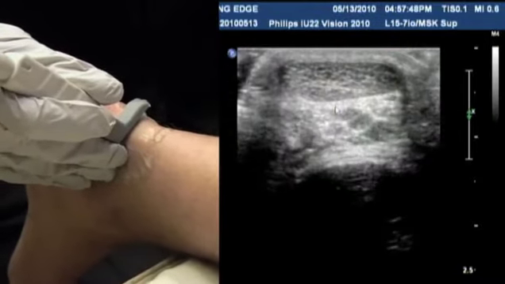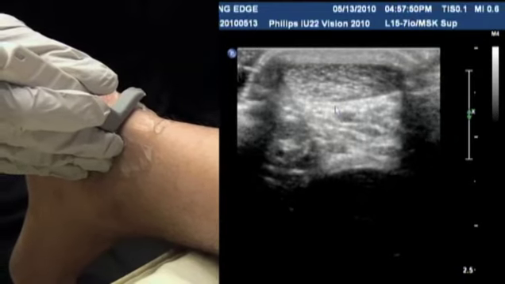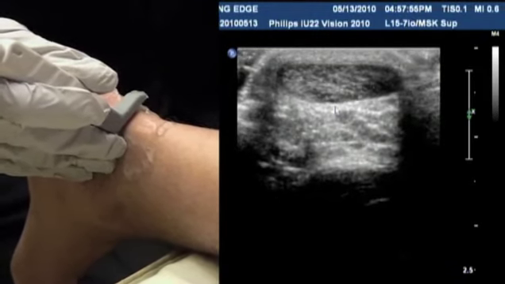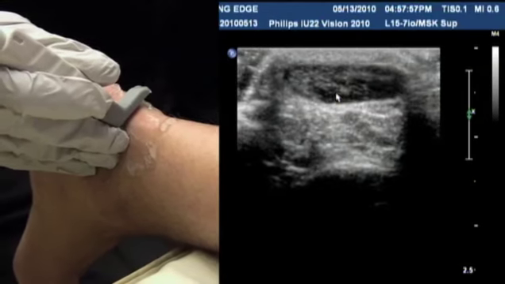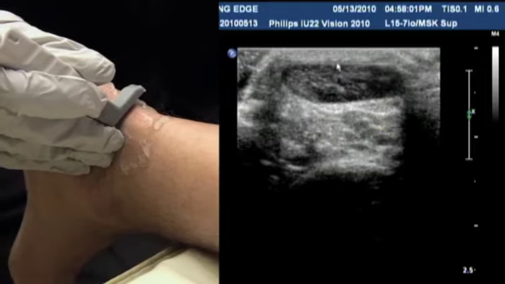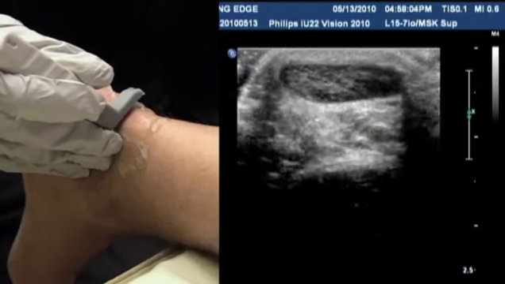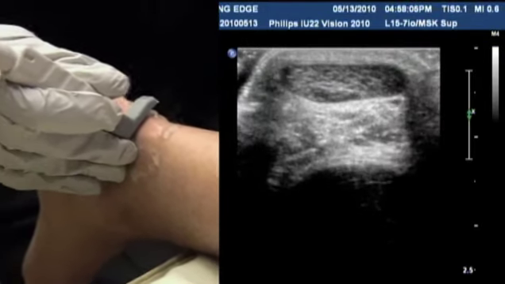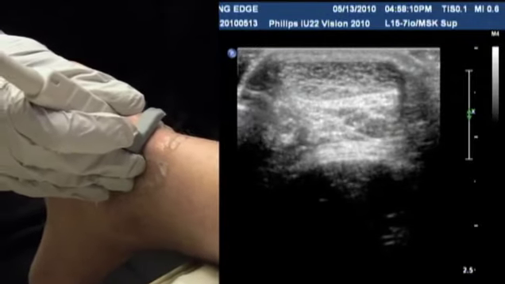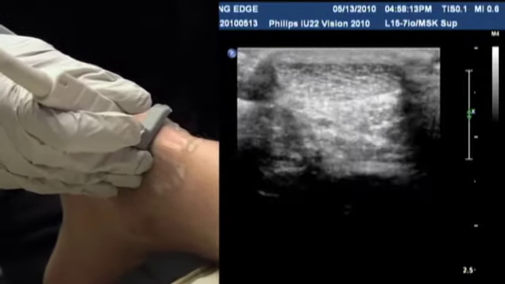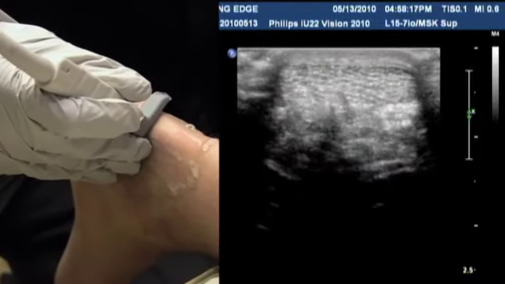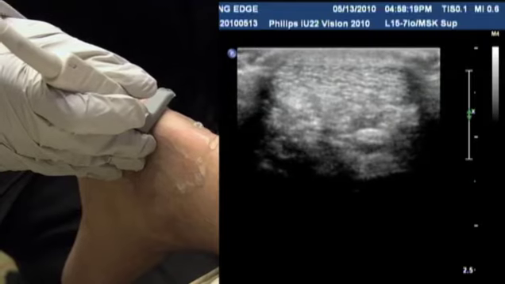I'm trying to stay straight on the Achilles tendon. If I do not stay at 90 degrees, I can show you how the tendon tends to become dark. If you scan at that angle, the tendon appears abnormal, but that's just the angle at which the beam is hitting the tendon, and you can correct that just by angling the probe. As you keep scanning down, you will see the tendon again go over the calcaneum where the insertion point is.